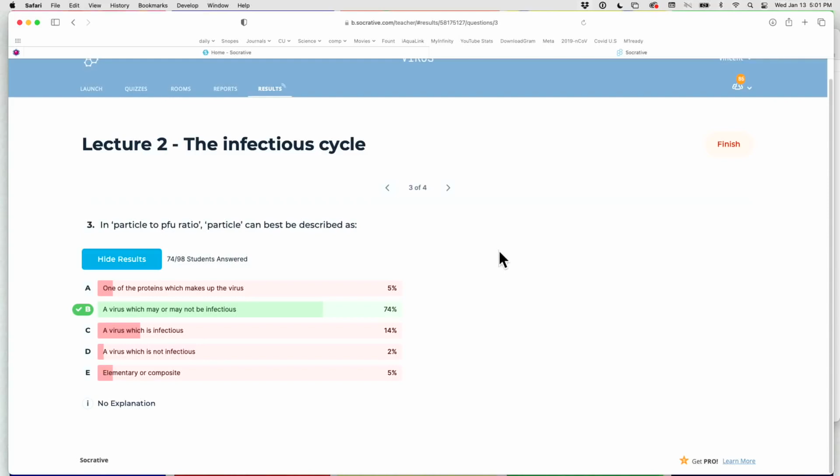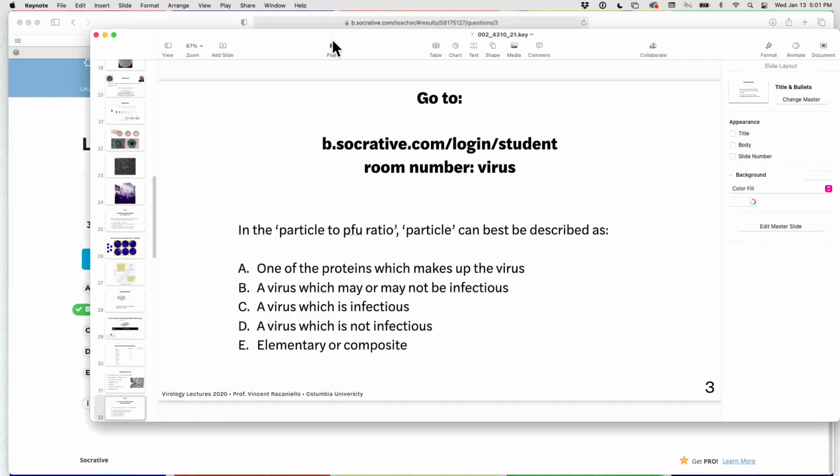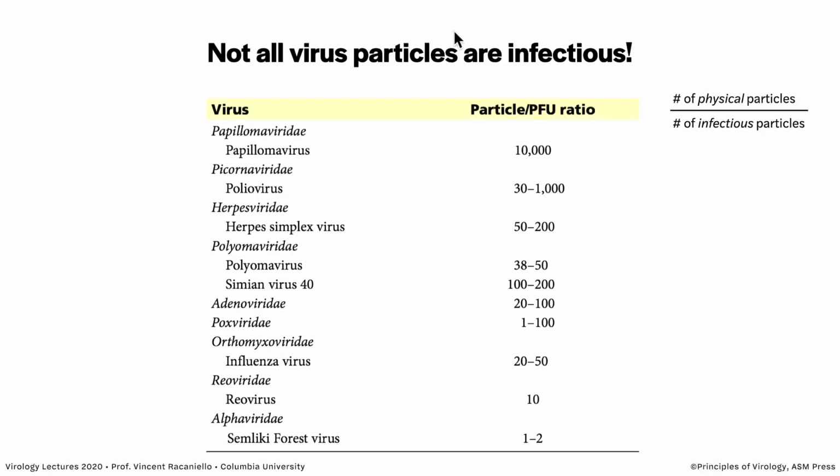It's the PFU part of the equation. It's not non-infectious, and elementary or composite is a throwaway, right? It's physics. It has nothing to do with virology. Sometimes we do that. See, let me go back to that formula for the number of physical particles over the number of infectious particles. So the particle can be either one, and the physical or infectious is being specific.